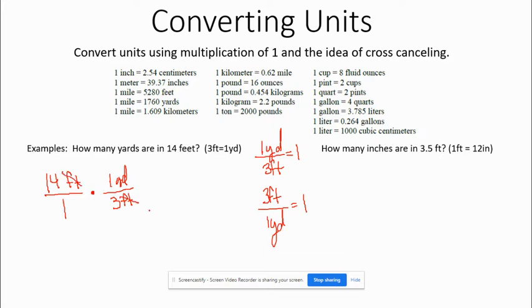And again, that's really not mathematically sound, but that's how I remember how to do it. I want the feet to cancel. I want to be left with the yards. So now knowing I want to be left with the yards, 14 doesn't divide evenly by 3. So I'm just going to multiply it straight across, and it's going to be 14 thirds yards.